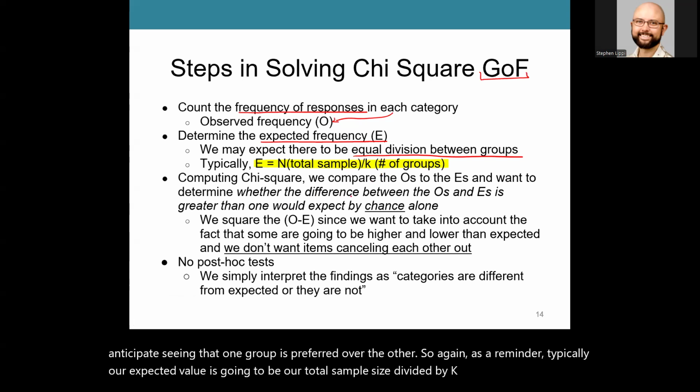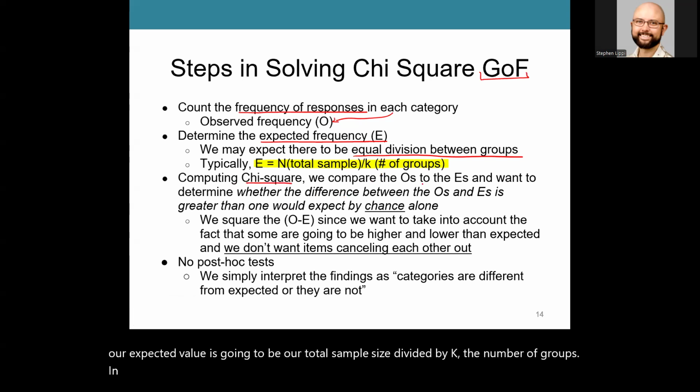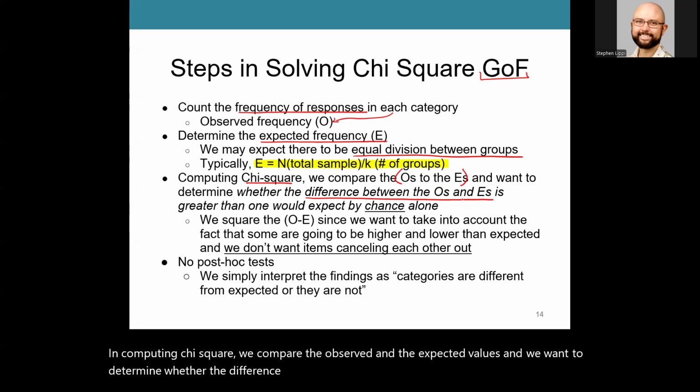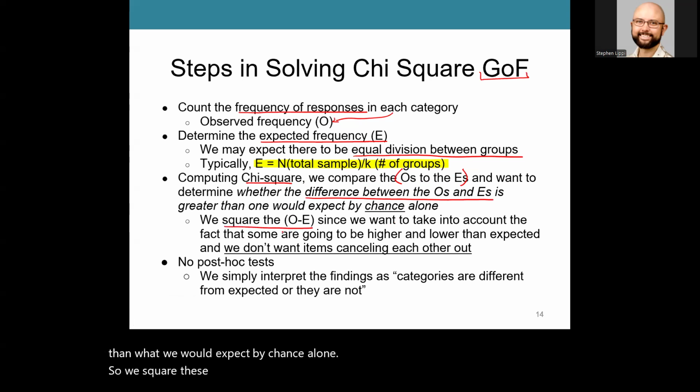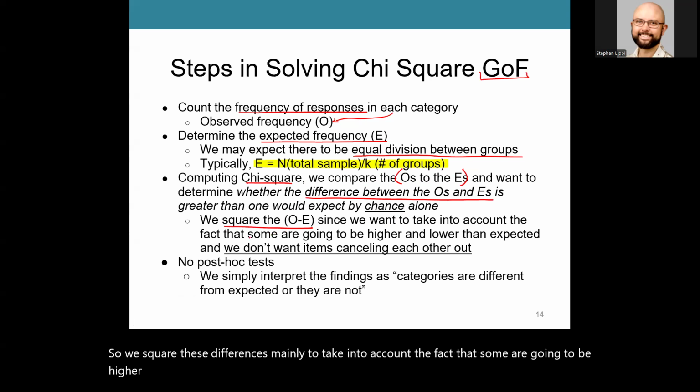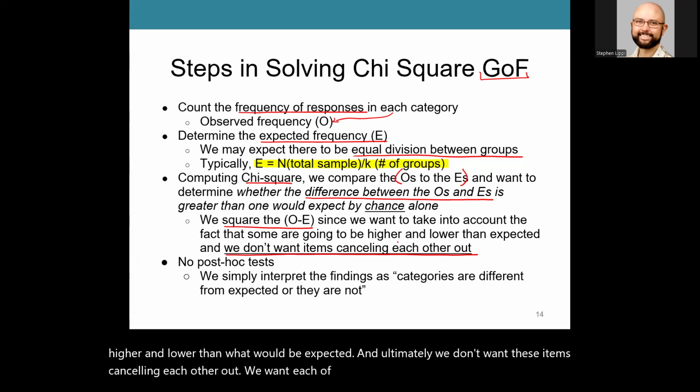the number of groups. In computing chi-square, we compare the observed and the expected values, and we want to determine whether the difference between the observed and the expected values is greater than what we would expect by chance alone. So we square these differences mainly to take into account the fact that some are going to be higher and some lower than what would be expected. Ultimately, we don't want these items canceling each other out. We want each of them to contribute specifically to the test statistic.